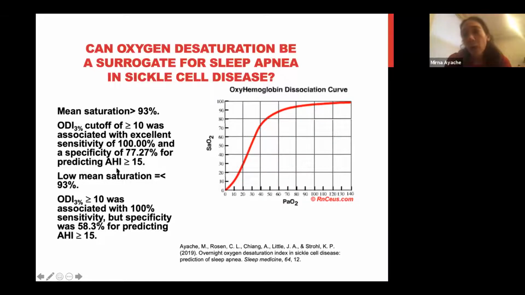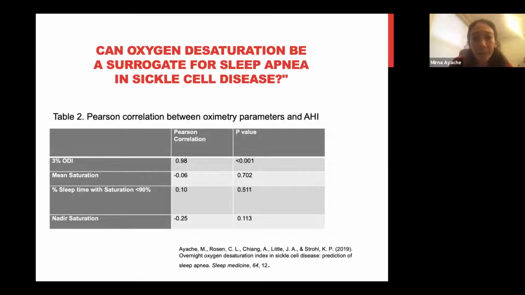So that's why when we're talking about the cutoff of 10, for example, it is mostly for patients who have a normal mean saturation. For patients who have a lower mean saturation, the cutoff might need to be higher. Otherwise, you'll be overdiagnosing sleep apnea using ODI. What I wanted to also talk about is that in this particular population, the ODI correlated really well with AHI.